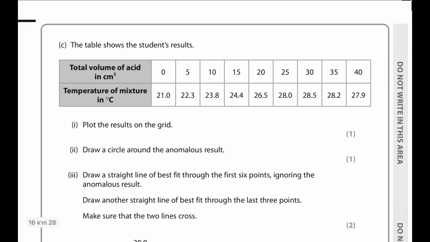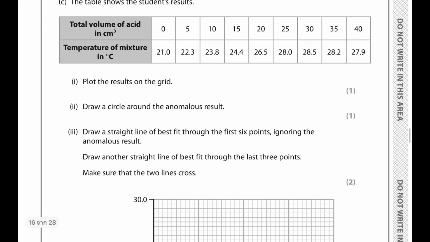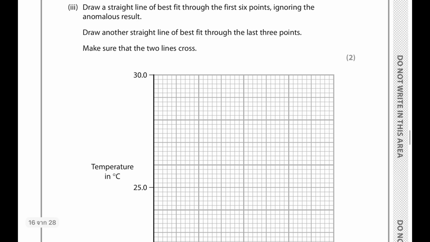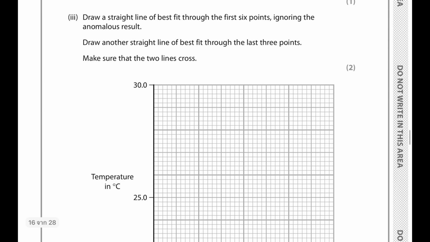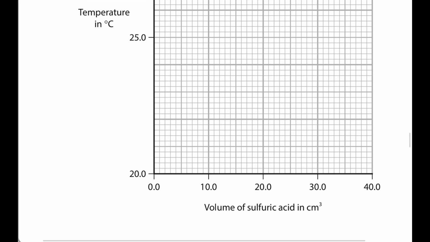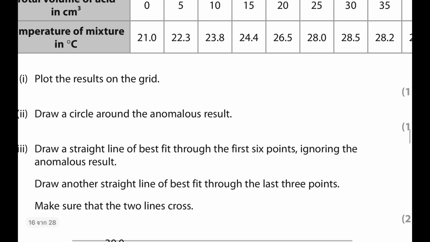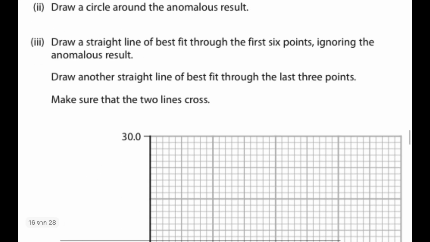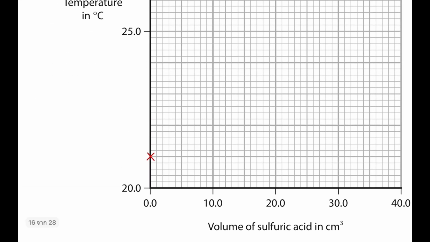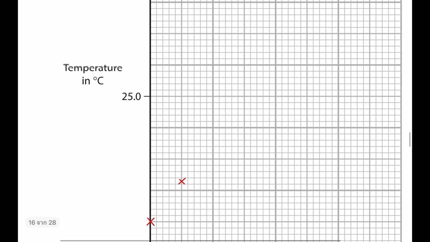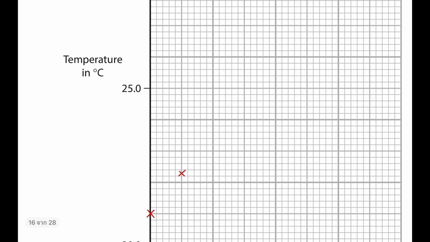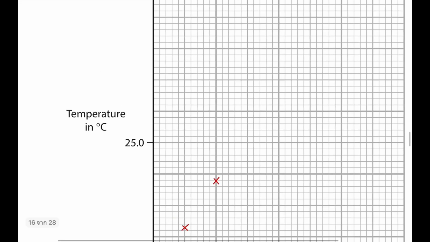Then question C, the table shows the student's result. So plot the result on the grid. Okay, so we have 21 at 0, 21 here, and then 22.3 at 5, and then 23.8 at 10, so 23.8 here.